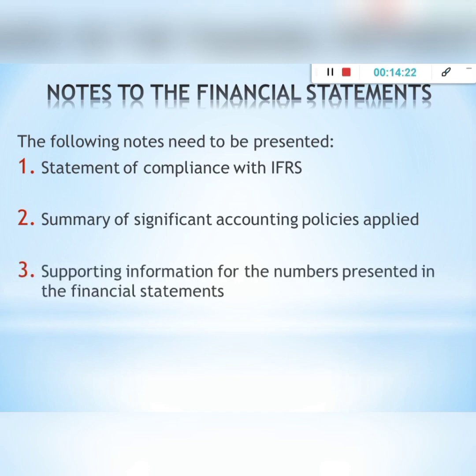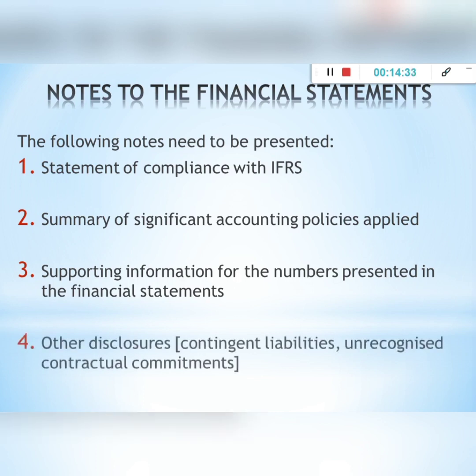Then here, supporting information for the numbers presented in the financial statement. So here, when we have some workings, we need to support them with their relevant information as well. Then we have other disclosures such as the contingent liability and assets, unrecognized contractual commitment. All these we need to disclose in the notes.